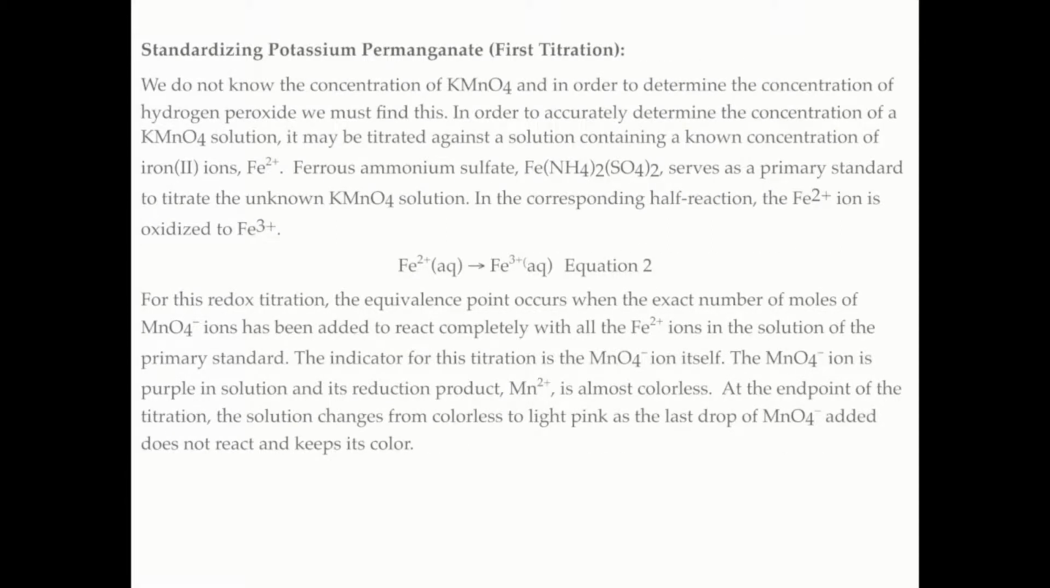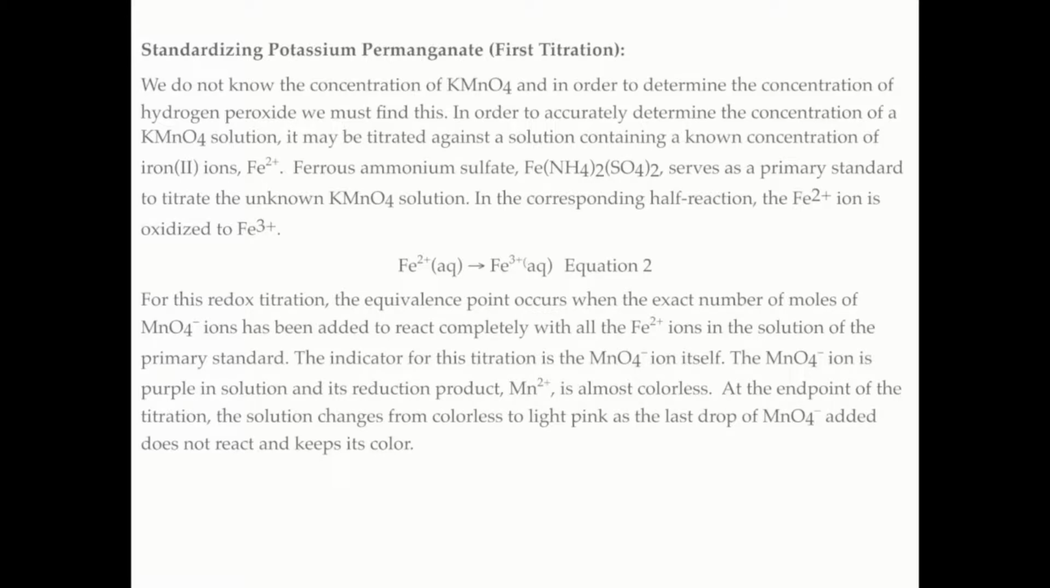So the first titration we're going to do is figuring out the concentration of the potassium permanganate. All right, because we're going to be using that to determine the concentration of hydrogen peroxide, but in order to do that, we need to know the concentration of potassium permanganate. We do not know the concentration of potassium permanganate, and we must find this. In order to accurately determine the concentration of a potassium permanganate solution, it may be titrated against a solution containing a known concentration of iron ions. Ferrous ammonium sulfate serves as a primary standard to titrate the unknown potassium permanganate solution.